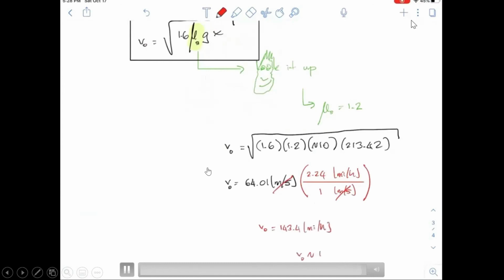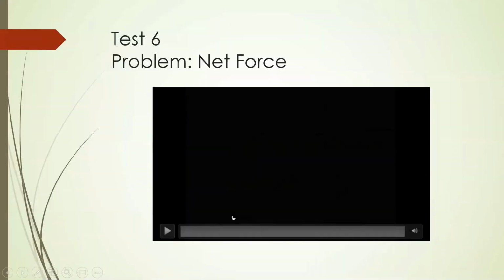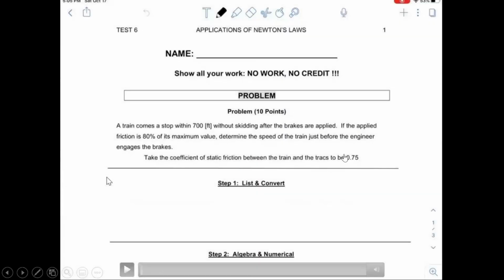So this is going to give you about 140 miles per hour. It's kind of goofy because the coefficient of static friction is already given to you. I ended up using it for a car, but that's fine. So you guys got the idea. That's the way it was supposed to be done.